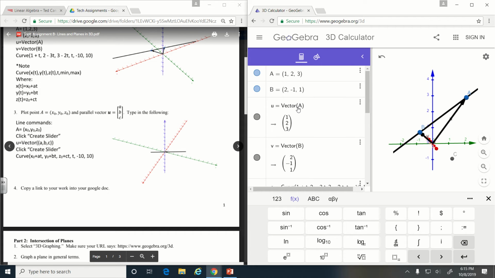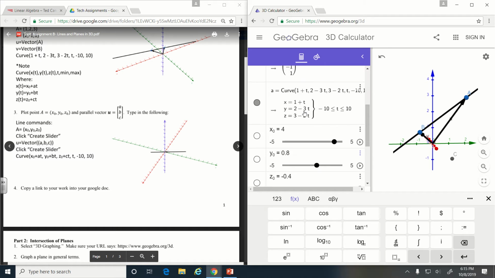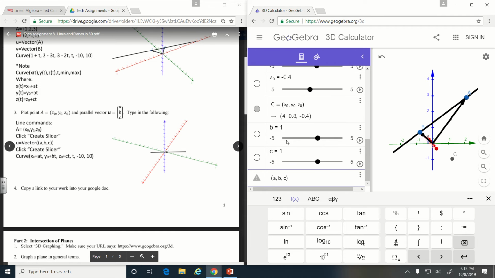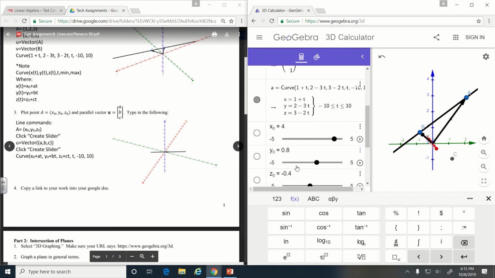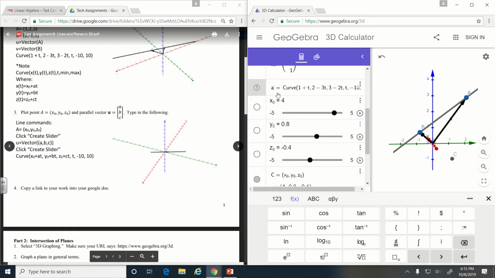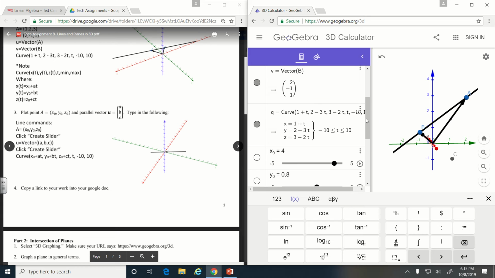Did I use A, B, and C already? Lowercase. I don't think I did. Oh, there they are. So I must have used A somewhere along the lines. It defined my curve as A. That sneaky son of a gun. All right, so let me call that Q or something. All right, so there's another typo for you. It's a really good thing I'm going through this.